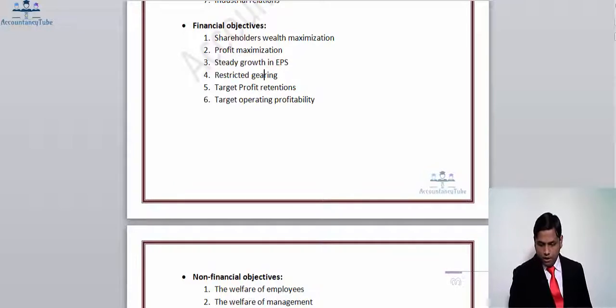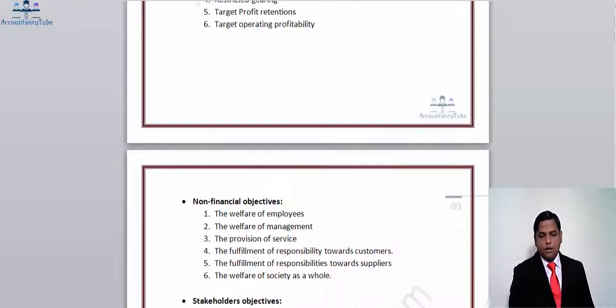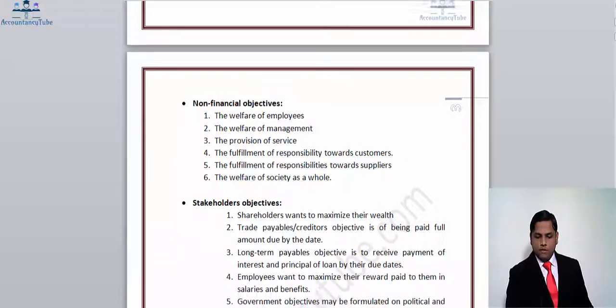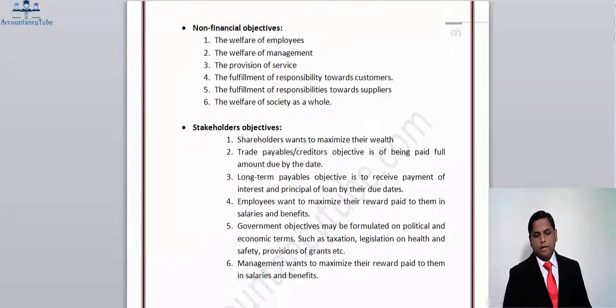Now we have got non-financial objectives. In today's world, it's equally important that we pay close attention to non-financial objectives as well, because they also drive value to the organizations.